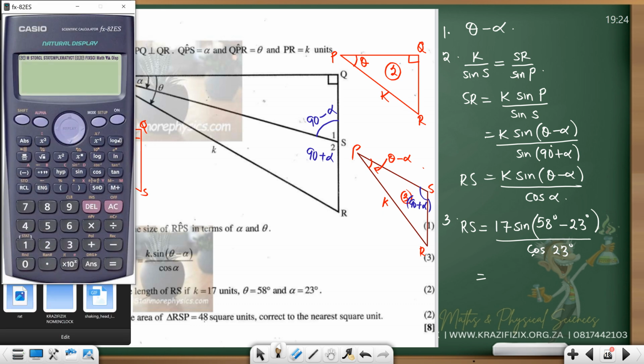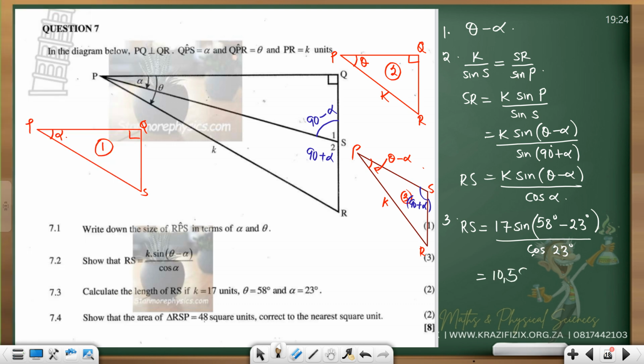We're getting there. 17 sine 58 minus 23 over cos 23. 10,59. What's the unit? Units. Are we together before we look at the last one?